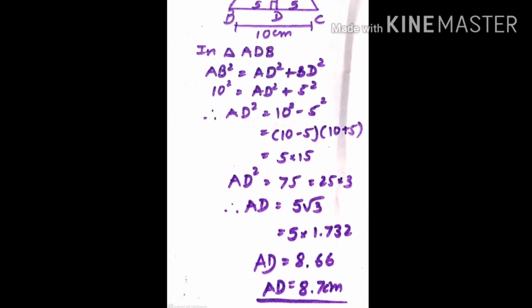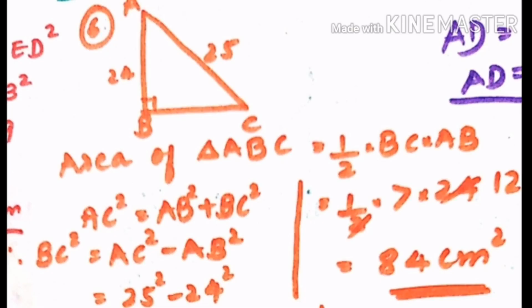Now we move on to question number 6. Question number 6: ABC is a right angle triangle. You can see the figure. It is a right angle triangle where angle ABC is 90, AC is 25, AB is 24. Calculate the area. Students, first of all you should recall the area of triangle ABC. It is half base into height. So base is BC and height is AB here.